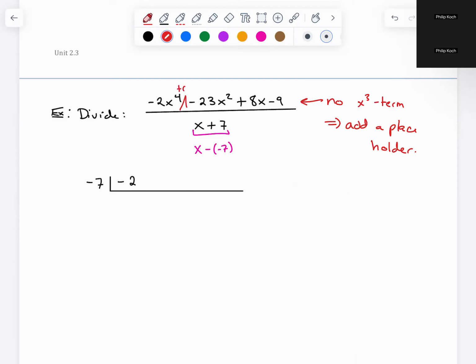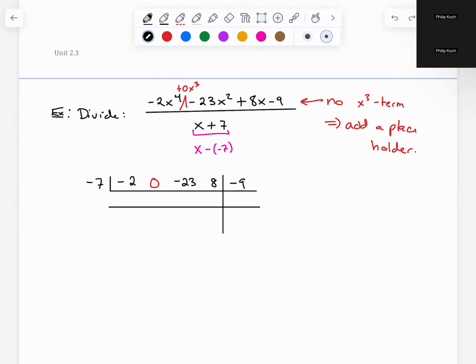So plus 0x cubed. Just like with a number, we have to have all the digits. Even if the digit's 0, we have to have it. In the same fashion, every digit, quote unquote, of x needs to be present. So negative 2, 0, negative 23x squared, 8x, and minus 9. And we put the bar right before the constant term because that's where we're going to find our remainder. This is where our remainder is going to be, where I put that circle.